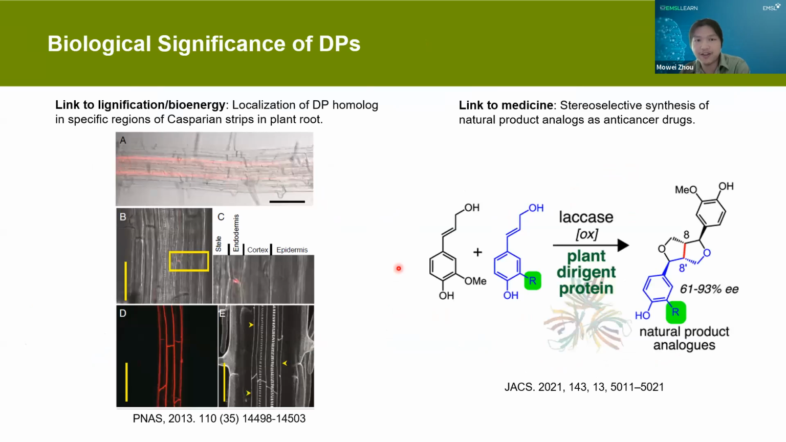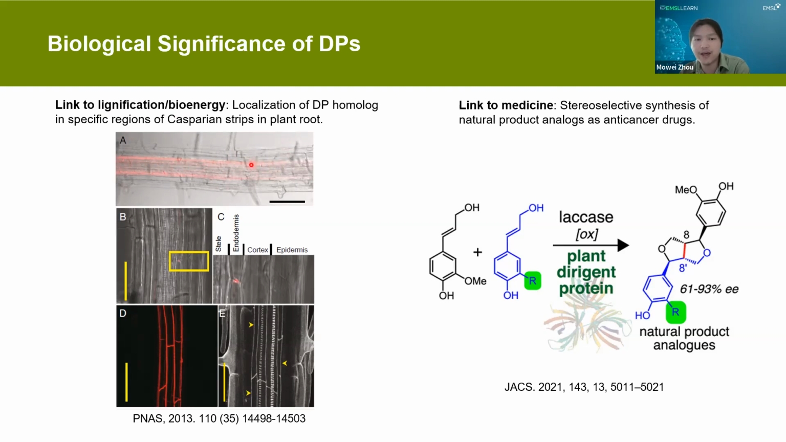So what's the significance of these dirigent proteins? There are two parts to this story. One is there's some potential for bioenergy applications, because there was a paper from another group describing how they localized a homologue of the dirigent protein in Arabidopsis root. It was localized in a very specific wood structure in the root. So it was hypothesized that this protein is somehow involved in this lignification process.